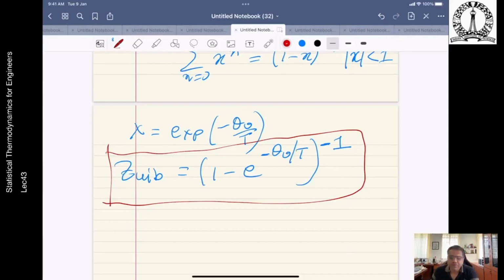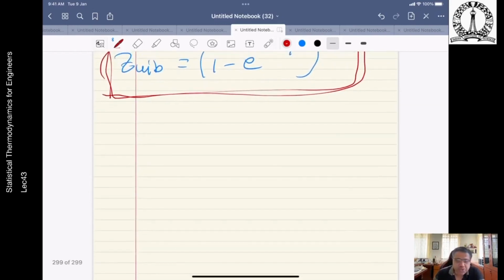Welcome to lecture number 43 of the Statistical Thermodynamics course. Previously, if you recall, we wrote that in the case of vibrational transition, the vibrational partition function is written in this particular form. Now we can do the two standard partial derivatives that we are well accustomed with.